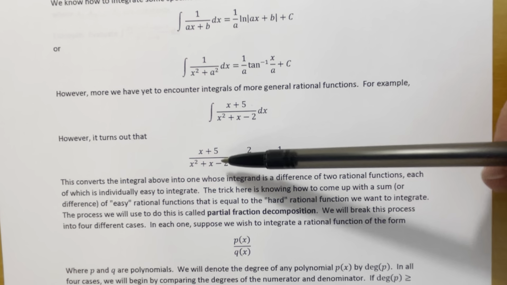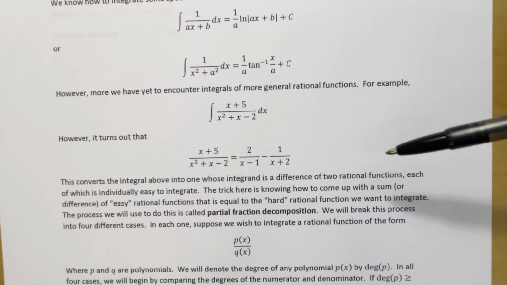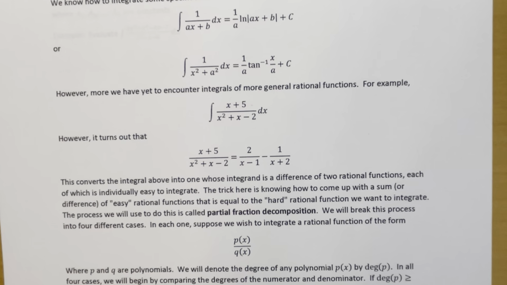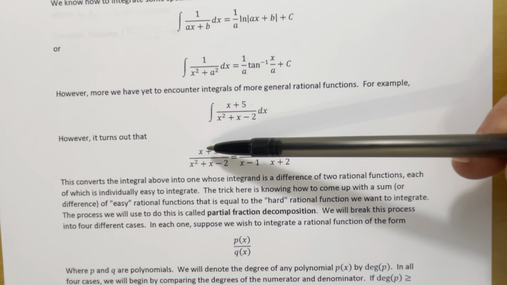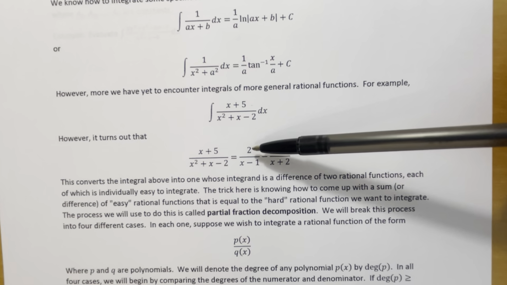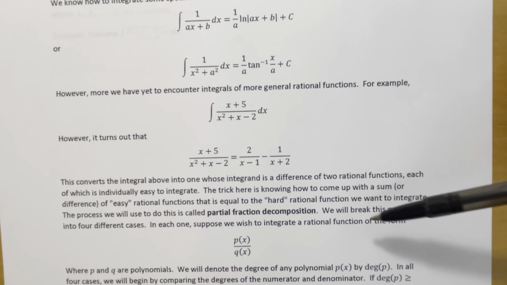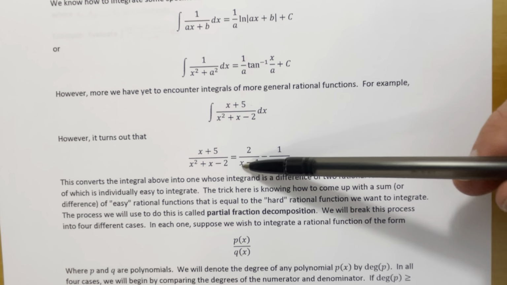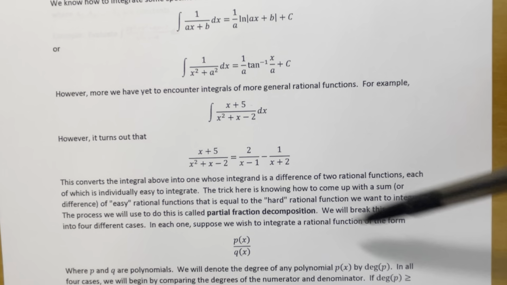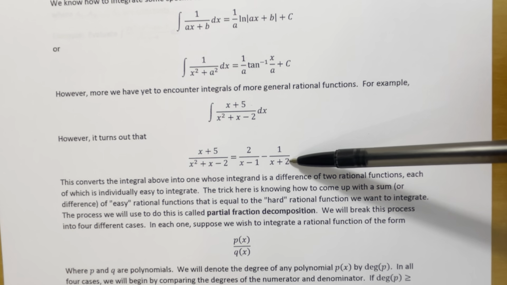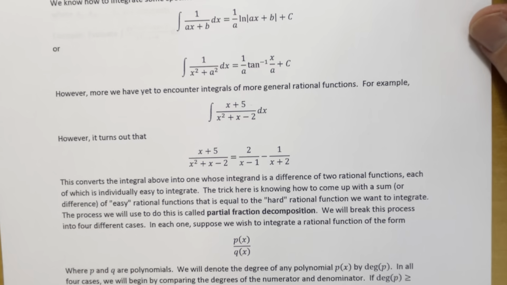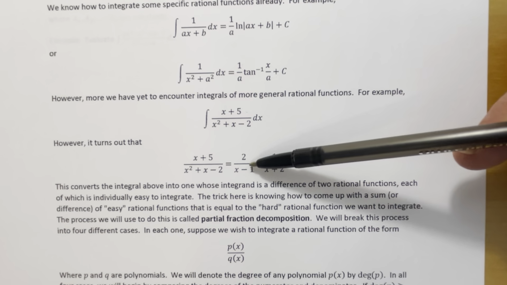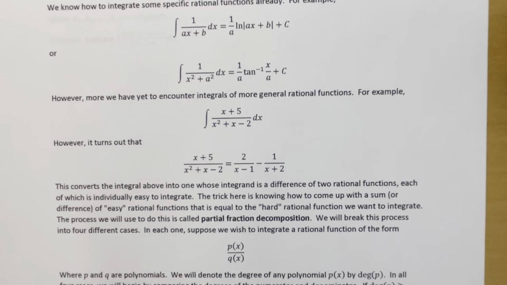Now, it turns out that this rational function can actually be written as a difference of two simpler rational functions. I'll let you verify this, but this rational function here is the same thing as 2 over x minus 1 minus 1 over x plus 2. Now, if I converted my integrand into this form, it's going to be a lot easier to integrate because both of these are basically this type of integral up here. So I can use a straightforward u substitution to find the antiderivative for each one of those terms, and I would get an answer pretty quickly.